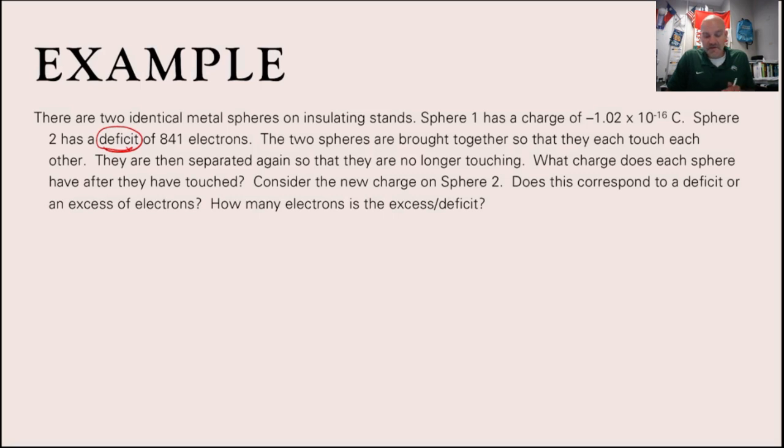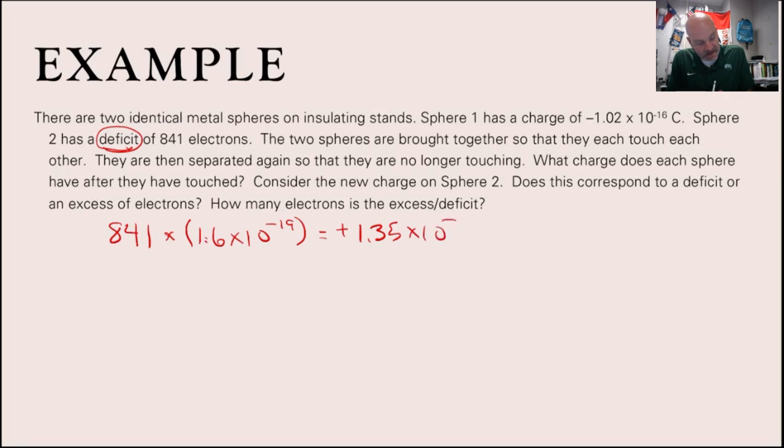What charge does each sphere have after they've touched? And then now we consider the new charge on sphere 2. Does this correspond to a deficit or an excess of electrons? And then how many electrons? Okay, so what we need to do is really find how much charge exists in the system. So I'm going to do 841 times 1.6 times 10 to the negative 19th, right? Because that's the amount of charge on an electron.